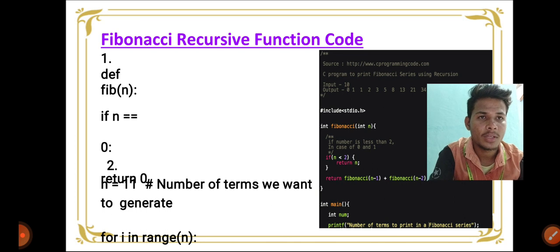Fibonacci recursion function code. Define fibonacci(n): if n is equal to 0, return 0; if n is equal to 1, return 1. n equals 11 is the number of terms we want to generate, for i in range(n).